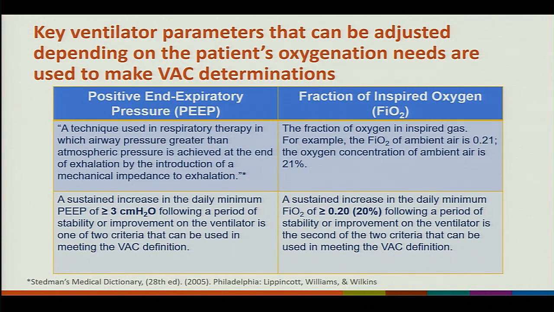Let's briefly discuss what FiO2 and PEEP are, because these are the foundation of the VAE detection. PEEP is used to keep a patient's airway open at the end of exhalation. To meet the VAC criteria, the daily minimum PEEP must have a sustained increase of at least 3 centimeters of water. We also refer to that as 3 points or simply 3 over the baseline period to indicate a worsening of oxygenation. FiO2 is the fraction of oxygen which is in inspired air. For example, the air in this room contains 21% oxygen. This is often expressed as 0.21 or 21%, or simply 21. To meet VAC criteria, there must be a sustained increase of at least 20% over the baseline period.